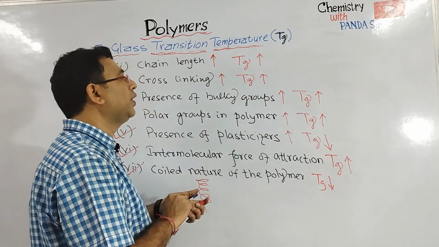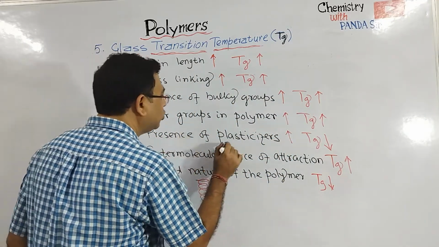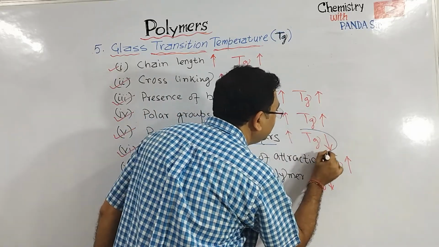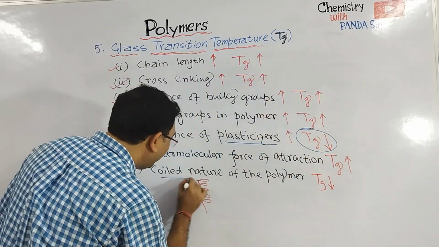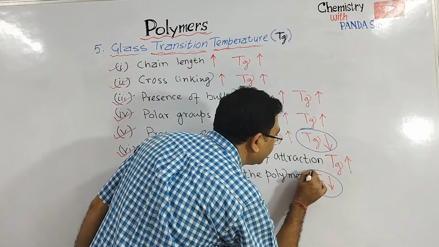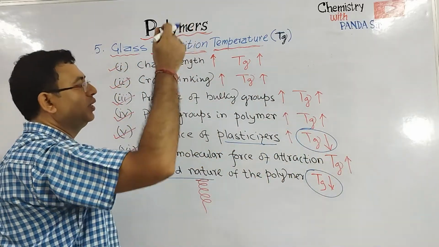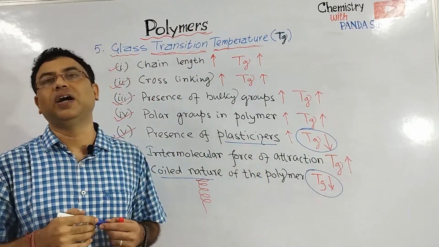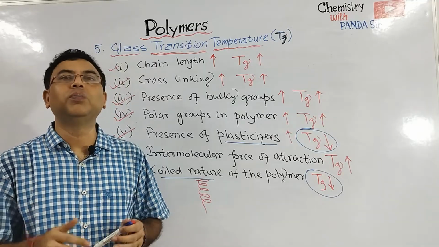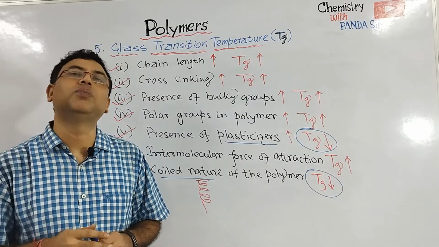So very quickly you can understand: presence of plasticizer, Tg value decreases. Coiled nature, Tg value decreases. All other parameters increase the Tg value. That will help you to remember for the exam and for a long time.